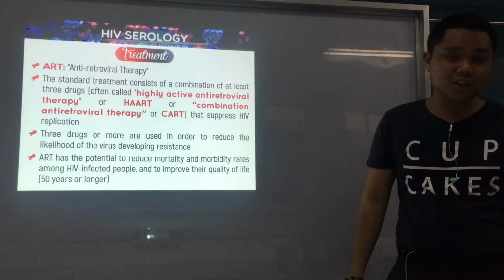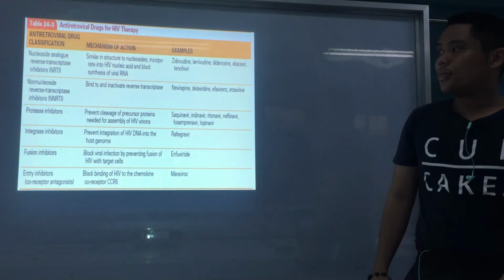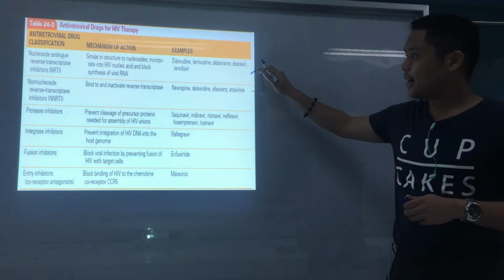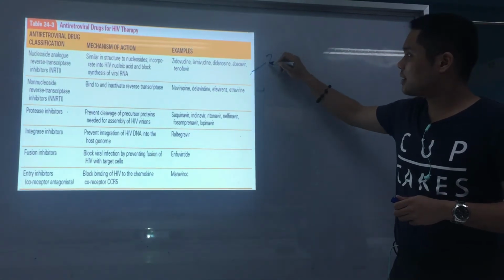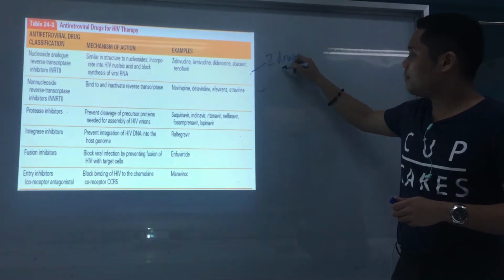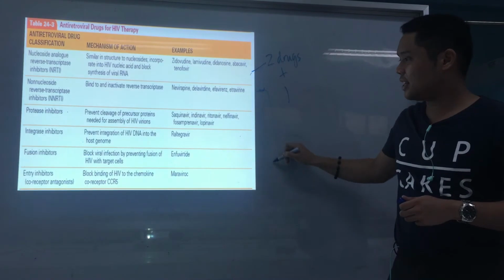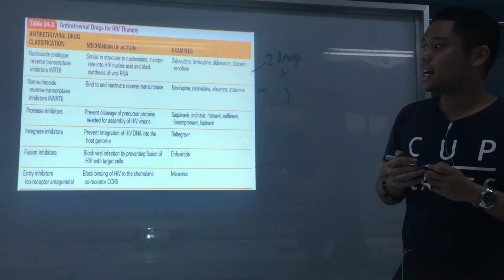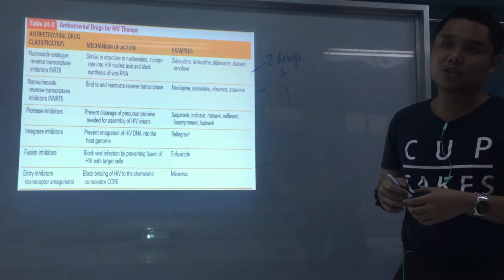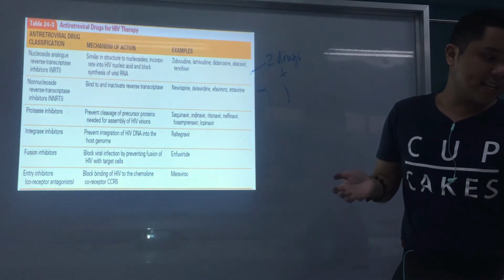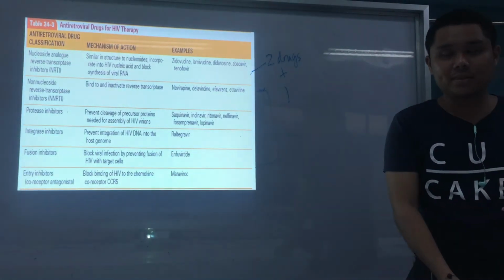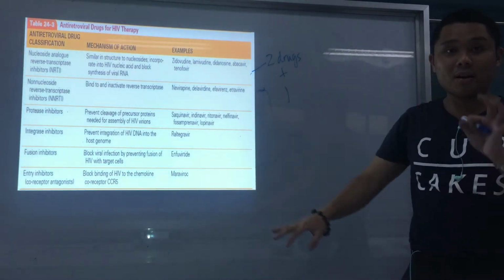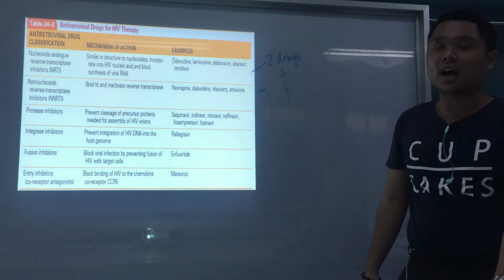Okay, all right. And here are some examples. The partner is usually these two. I think it is 2 drugs of these plus 1 drug of any of the other types. So 2 drugs of nucleoside analog reverse transcriptase inhibitor. By the name itself, reverse transcriptase inhibitor, they target the reverse transcriptase enzyme. And then 1 drug of any of the following. So 3 drugs make up HAART or CART.